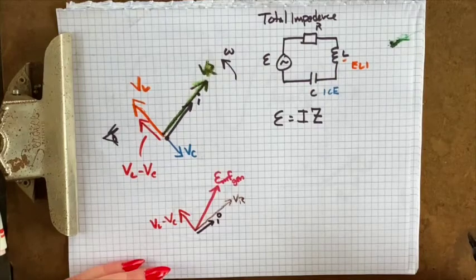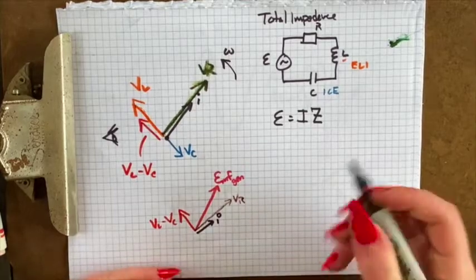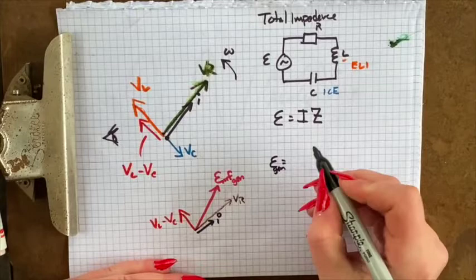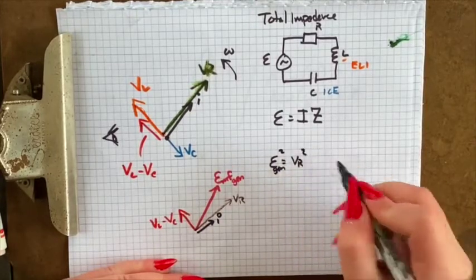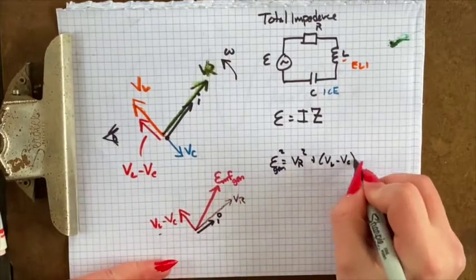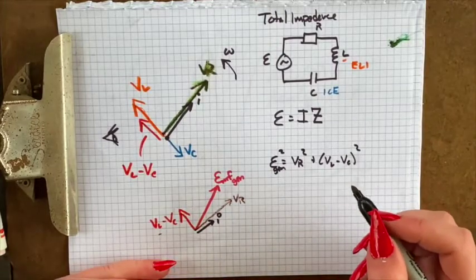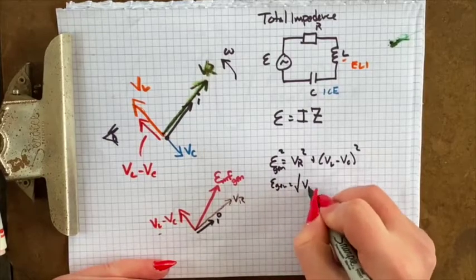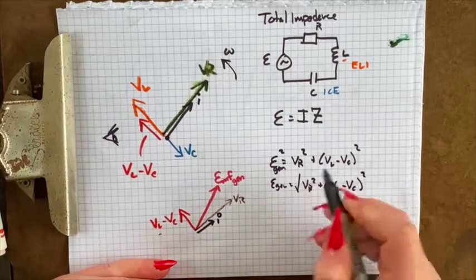So what are some things that we see immediately? How would I find the total EMF based on these things? It's the Pythagorean theorem, right? So E generator squared equals VR squared plus this quantity, VL minus VC, squared. Yeah, okay. So if we wanted, we could say E gen is the square root of VR squared plus VL minus VC squared.